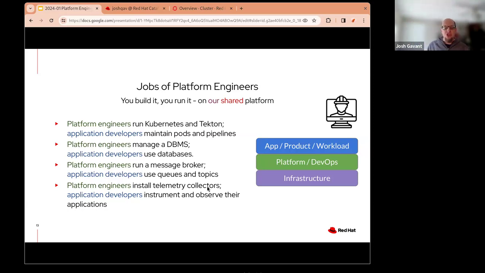You've got your platform engineers, which maybe run Kubernetes and Tekton for you, but then we still expect our application developers to run the pods that run on Kubernetes somehow, to run the pipelines and observe the pipelines that they create in Tekton.